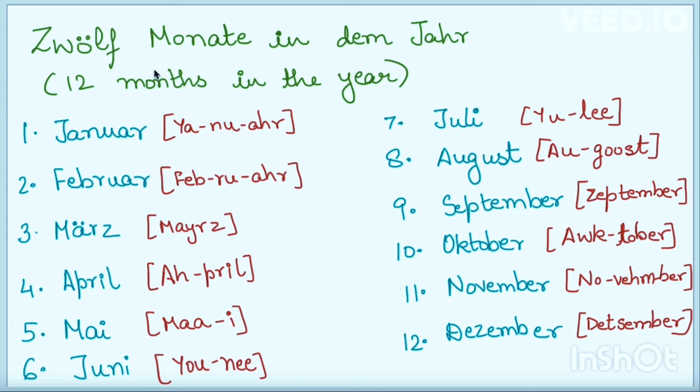let's now look at the 12 months in a year, the pronunciation of the 12 months in the year. That is, 12 Monate in dem Jahr. Januar. Februar. März.